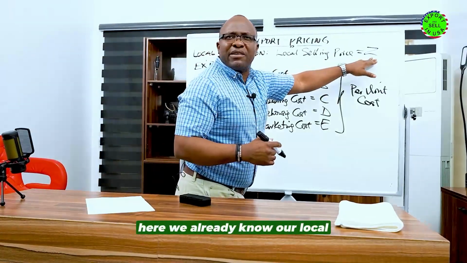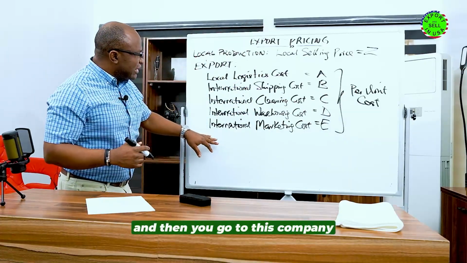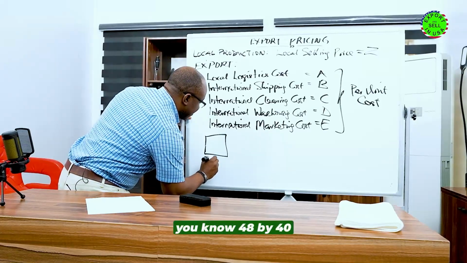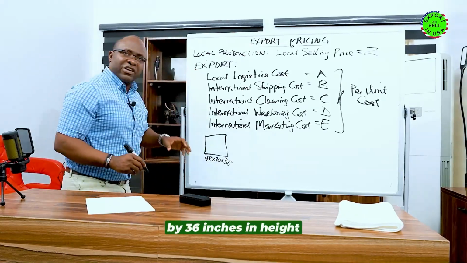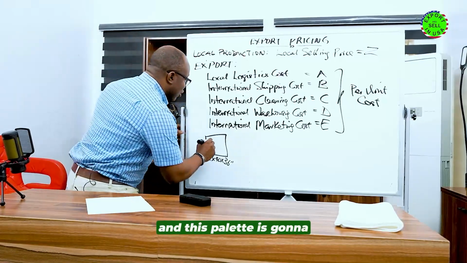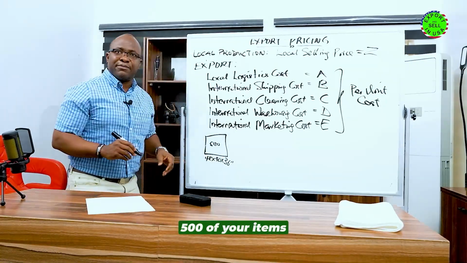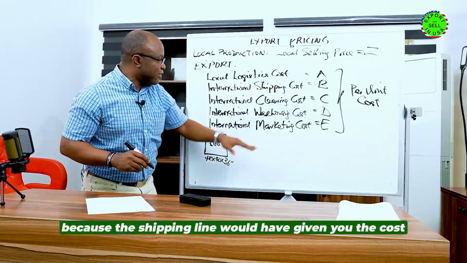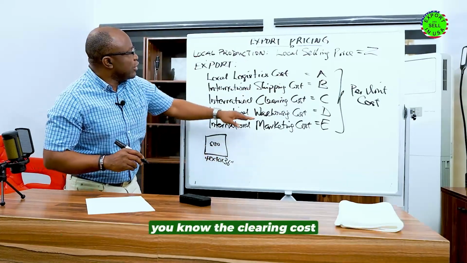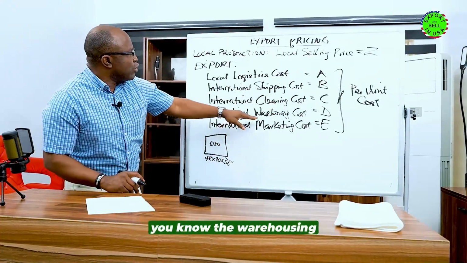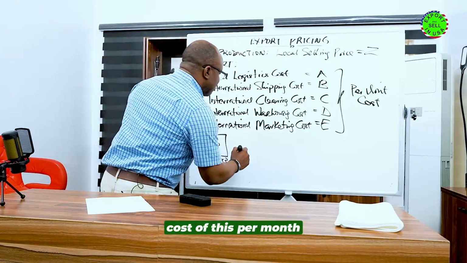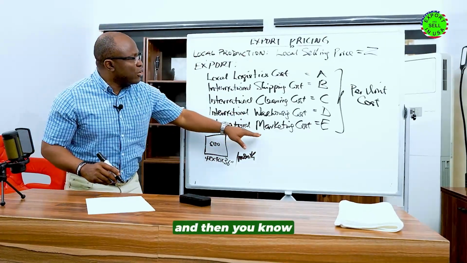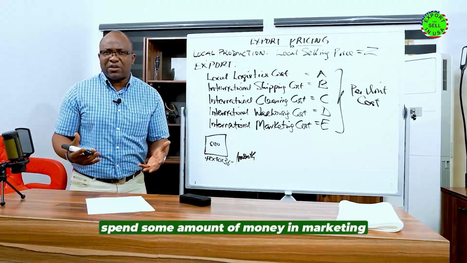Here, we already know our local selling price per item. Then you go to this company, they tell you to ship a pallet, and that pallet may be 48 by 40 by 36 inches in height. This pallet is going to contain maybe 500 of your items. You know the logistics cost to move it to the port. You know the international shipping cost because the shipping line would have given you the cost. You know the clearing cost, they would have given it to you. You know the warehousing cost of this per month. Typically, I like to base my warehousing cost per month. And then you know the marketing cost if you are going to spend some amount of money in marketing.